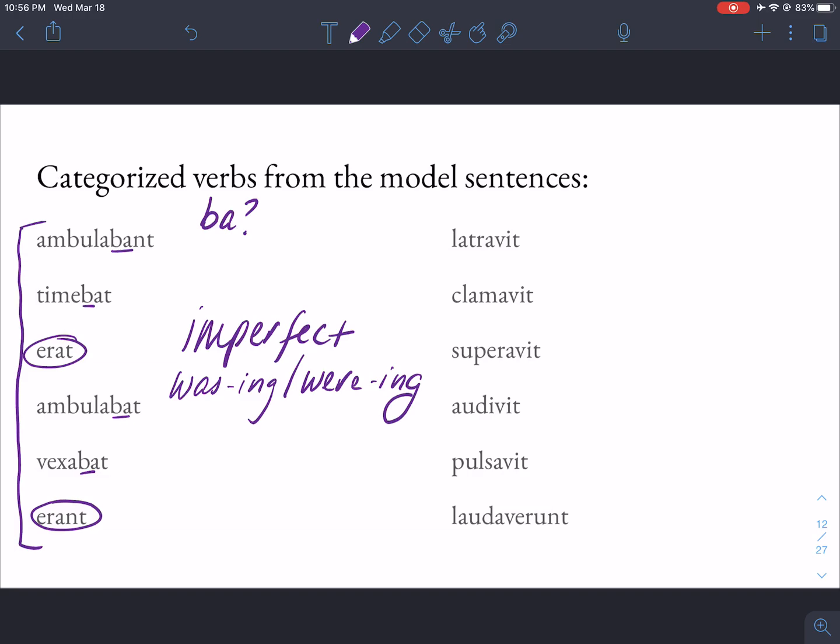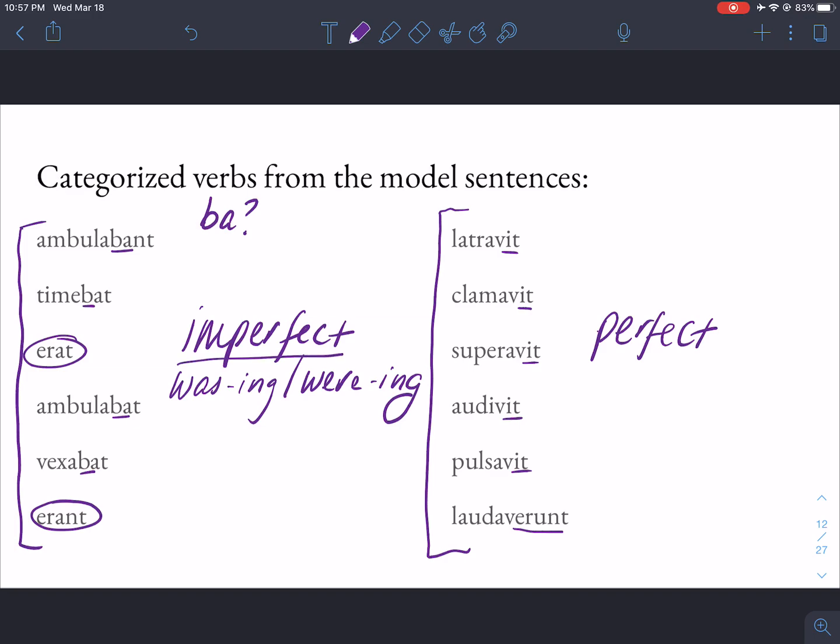Now the second column, the column on the right hand side of the screen, if you notice, all of these end pretty much in IT, or a VIT. This one's got erunt. Each of these are calling cards for the perfect tense. That's the difference. So on the left side we've got the imperfect tense, on the right side we've got the perfect tense. And we're going to get a bit more into what that means in a second.